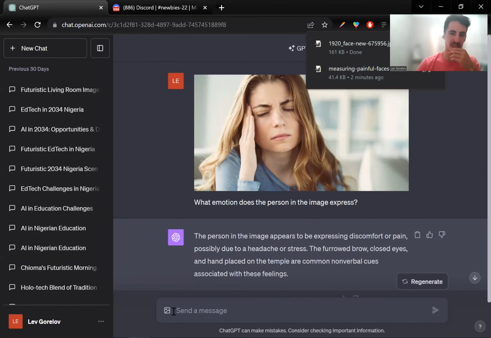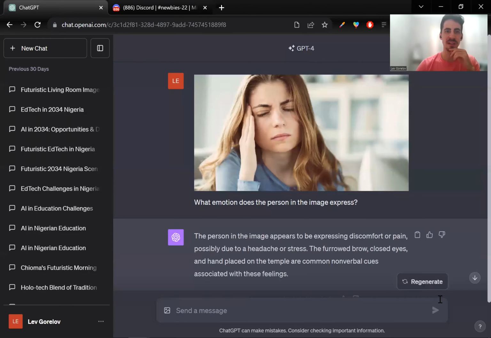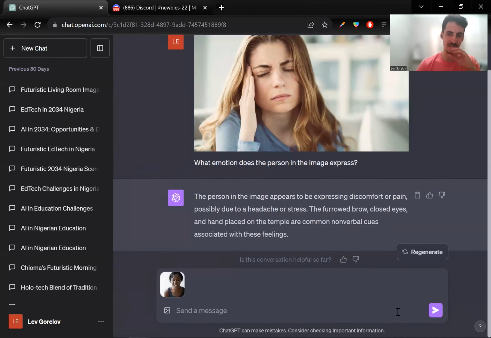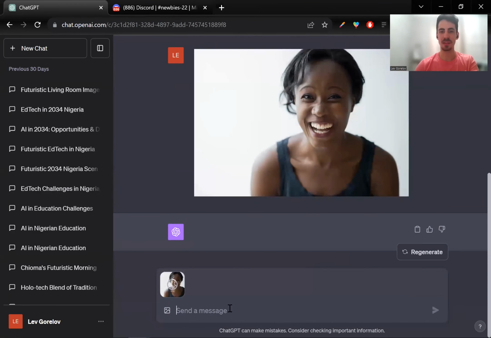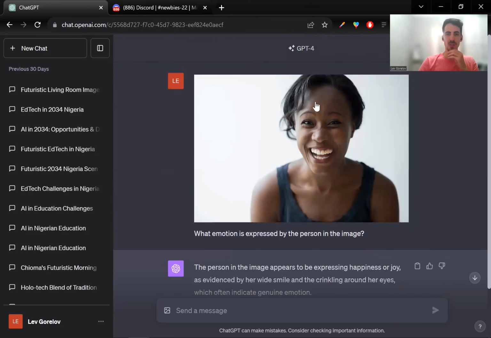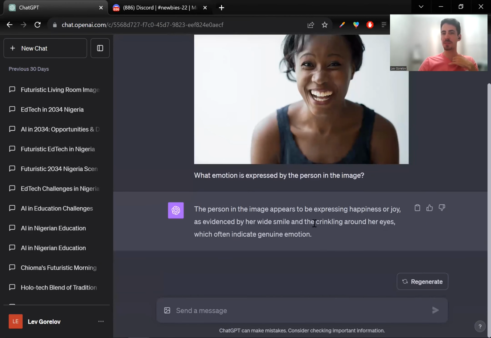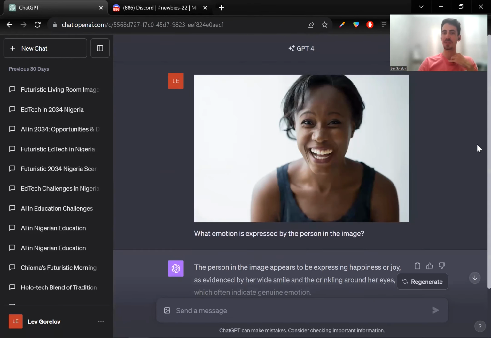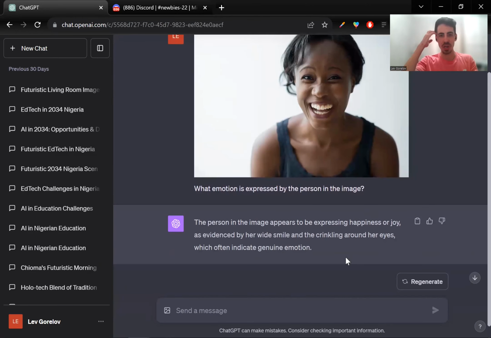Okay, so let's do another one just to see if it will continue passing this test. So I'm going to put a happy face here. What emotion is expressed by the person in the image? And so I uploaded the happy person, and it says the person in the image appears to be expressing happiness or joy, as evident by the wide smile and the crinkle around the eyes. So again, it correctly identifies the emotion and describes the logic of how it deciphered that.